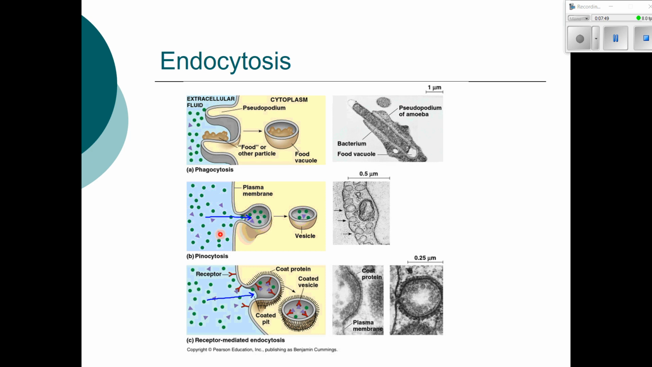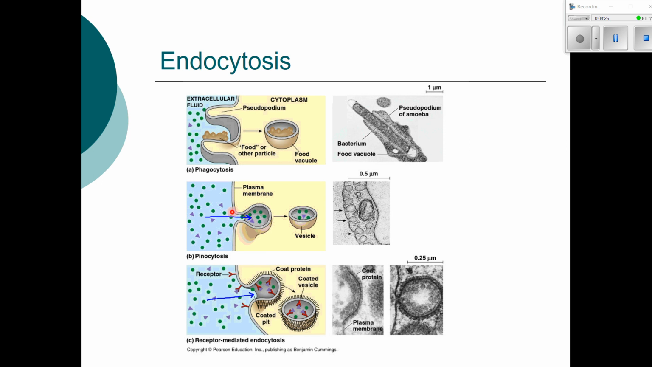So all these little dots and triangles represent things like glucose, amino acids, various ions. And a lot of these materials can pass into the cell by simple diffusion or facilitated diffusion, but that takes time. And sometimes the cell needs a large quantity of these materials and doesn't have the patience to wait on the relatively slow process of diffusion or even active transport, which can also be kind of a slow process.